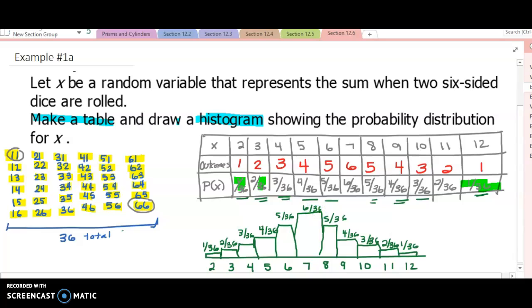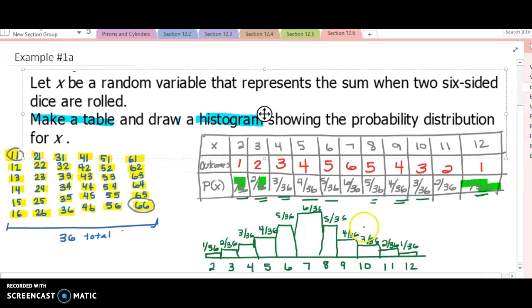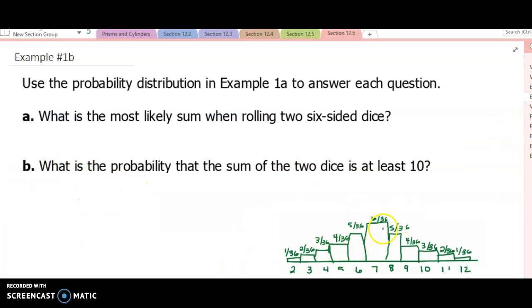This is perfectly symmetrical. It won't always be that way, but in this case it is. All right, so let's look at some questions that go over that histogram. So I've just drawn that histogram. I've just copied what I did here and plotted it right here so I don't have to go back and forth. All right, so on A it says, what is the most likely sum when rolling 2 six-sided dice? Well, the most likely sum, the biggest probability is right here, and the most likely sum is 7.